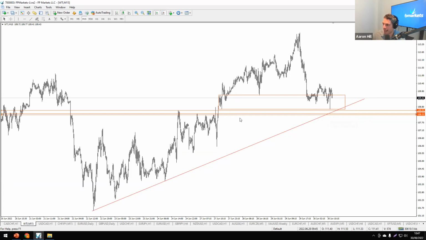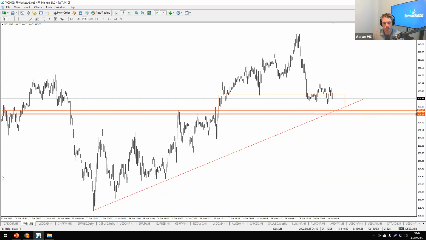Below this demand, we have a number of Quasimodo resistances turned supports. Not only that, we have a clear-cut trend line support converging with those levels. So this is an ideal area to see price fake to.